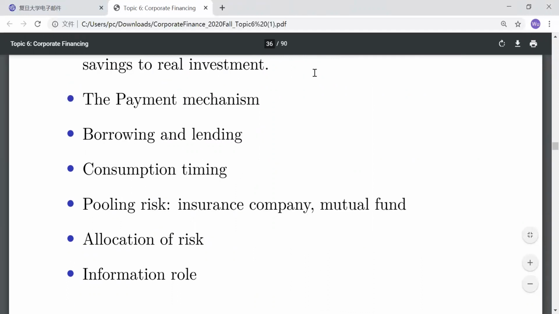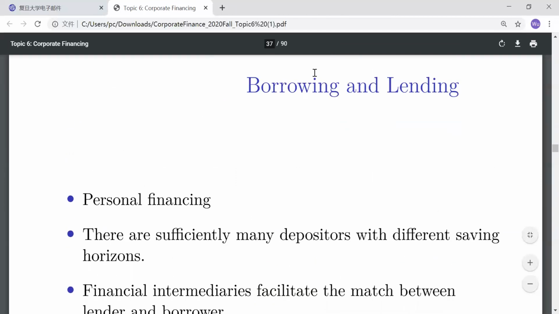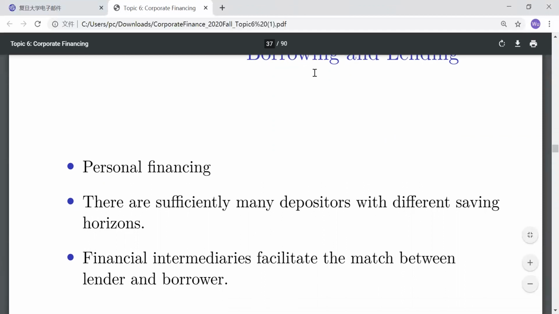There are also other roles like payment mechanism, borrowing and lending, consumption timing, pooling risk, allocation of risk, and information. Right? So for example, borrowing and lending, right? That's basically providing financing for personal finance, right? If you want to buy a car, you borrow money from financial institutions, typically from the bank, right? And there are sufficiently many depositors with different savings horizons, right? And then financial intermediaries facilitate the match between the lender and the borrower. This is one role.